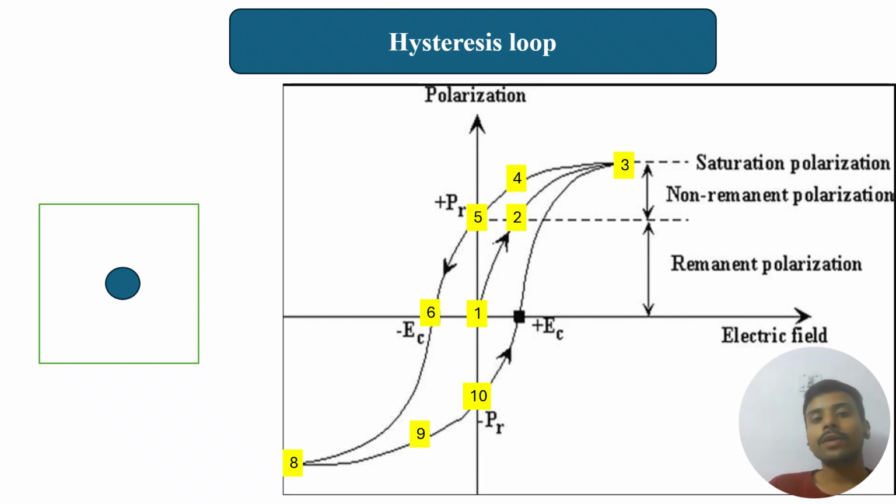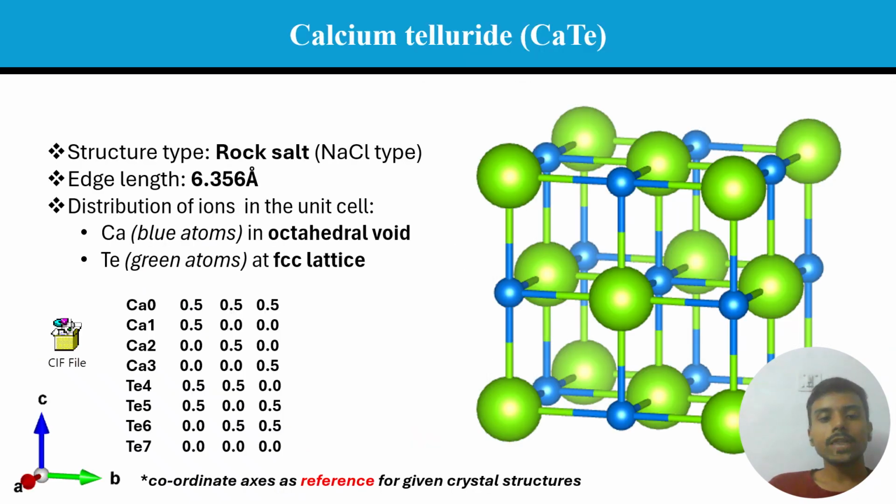Now we will be observing the different kinds of unit cell structures which are shown in the given slides. So let's first talk about calcium telluride structure. Calcium telluride exhibits a rock salt structure, NaCl type structure, wherein the edge length of the unit cell is 6.356 angstrom units. The calcium ions, which are shown in blue, smaller atoms, are present in the octahedral voids in the array of FCC lattice exhibited by the tellurium atoms, which are shown in green color.